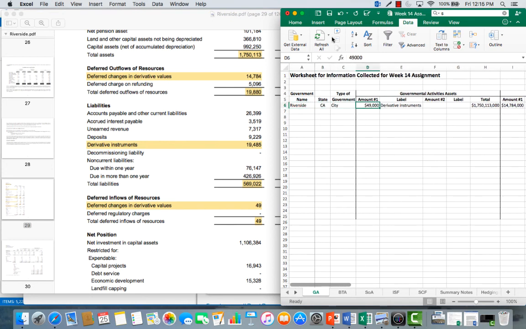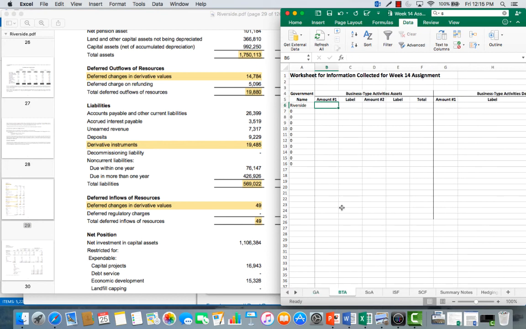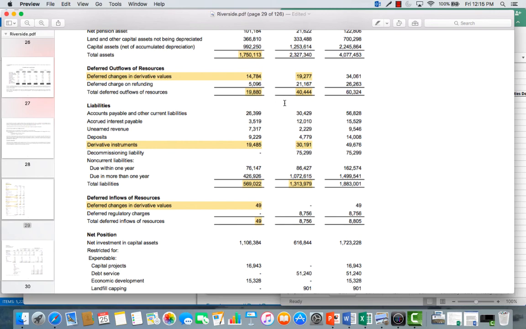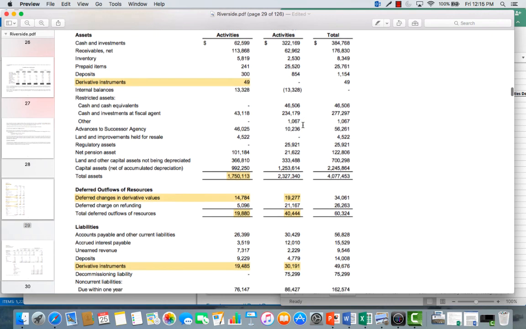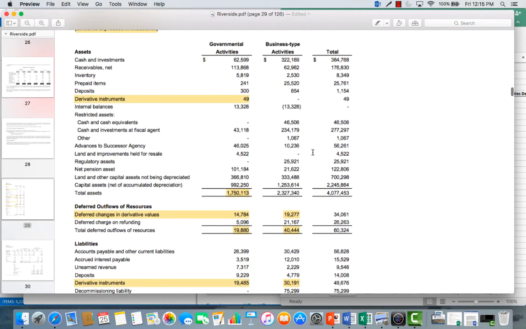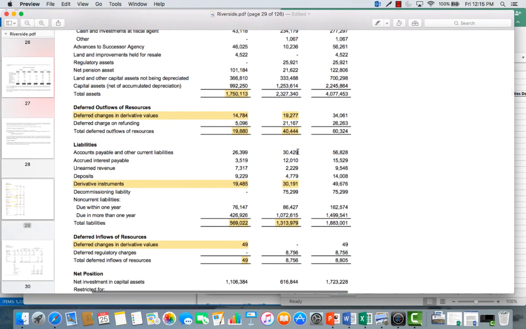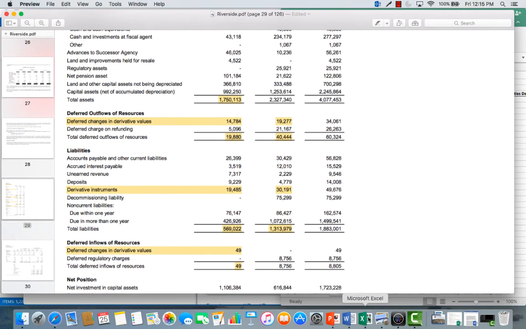The next tab, and just as a reminder, you ought to save these things on a routine basis, is for the business type activities in the government-wide financial statements. You will see now as you look at each of these tabs that the name of the government just carries over from tab to tab, so you don't have to re-enter that. So let's go back and look here again at what's in the business type activities column. And there is, in fact, there's nothing among the assets, but there is a deferred outflow of resources related to the BTAs.